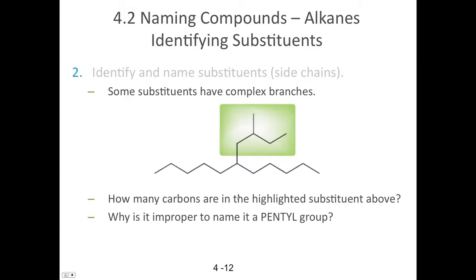So how many carbons are highlighted in the substituent above? There's 1, 2, 3, 4, 5, right? It's improper to name it as a pentyl group because this guy here actually has a parent group here. The longest chain from here is 1, 2, 3, 4. This is actually going to be named as a butyl group, all right? For the time being. You'll see it. There's some exceptions in a very few slides, okay?